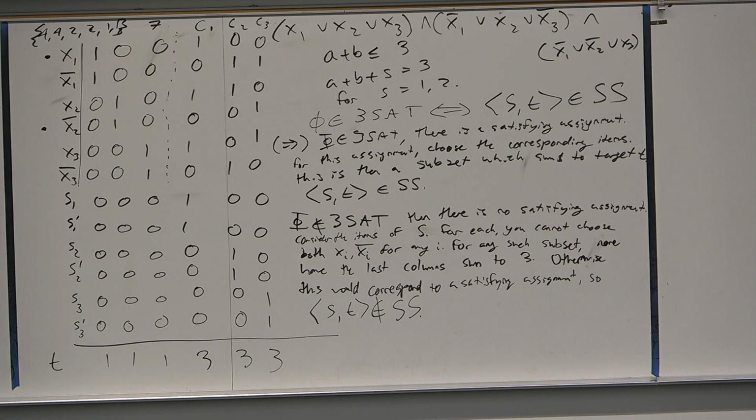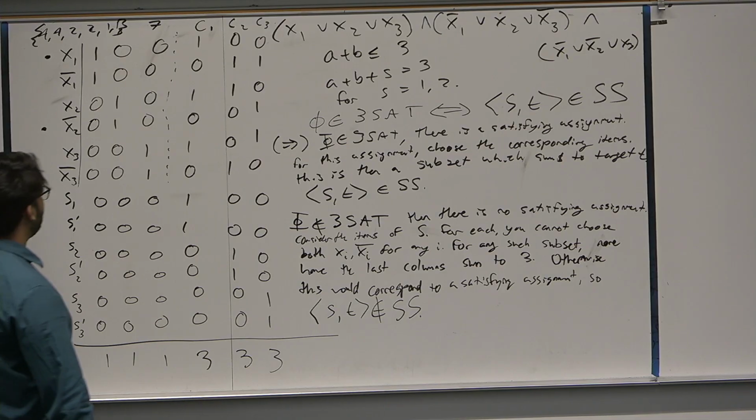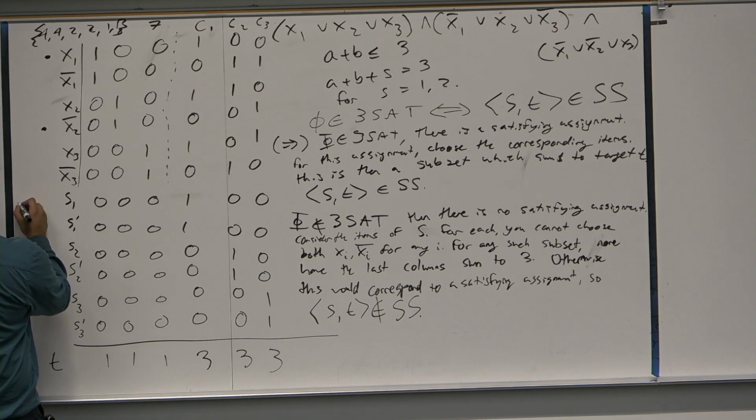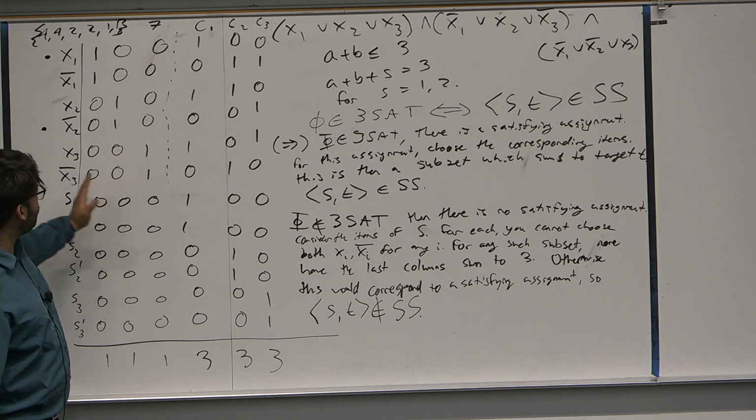To prove that this reduction can be done in polynomial time. Can it? Suppose you have n variables in your CNF. How long does it take to write down these items? Well, you have fewer clauses than variables. So let's say this is 2n plus 2n, so this is like 4n. So that's the number of rows.